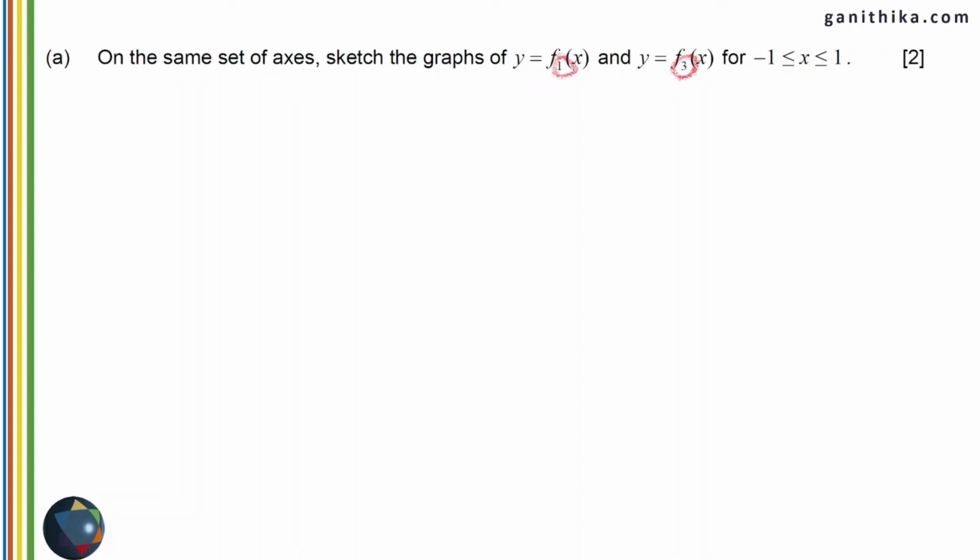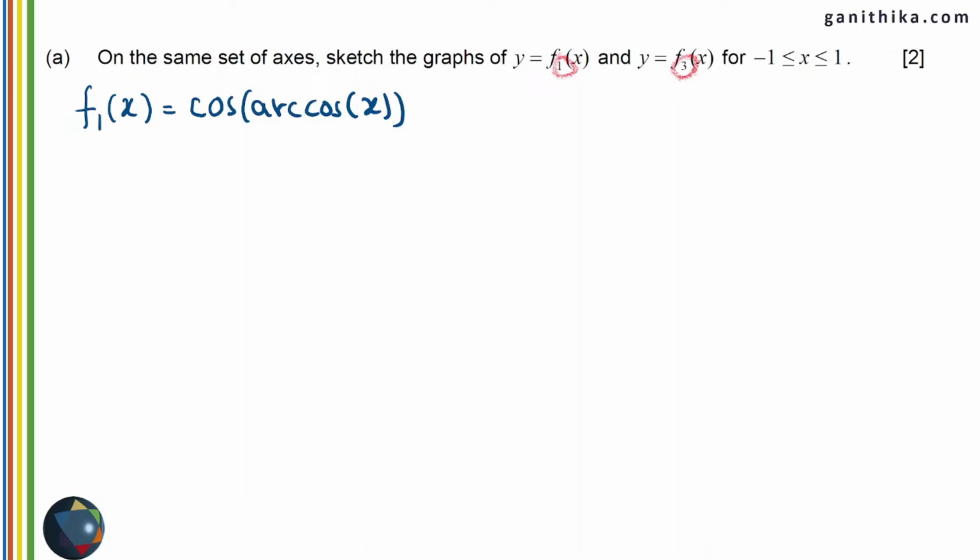f1 of x and f3 of x is what you are going to graph now. So if you have your calculator with you, please take it out now and pause the video here and try to sketch the graphs of f1 of x and f3 of x and sketch it on your notebook. Now let's write what is f1 of x.